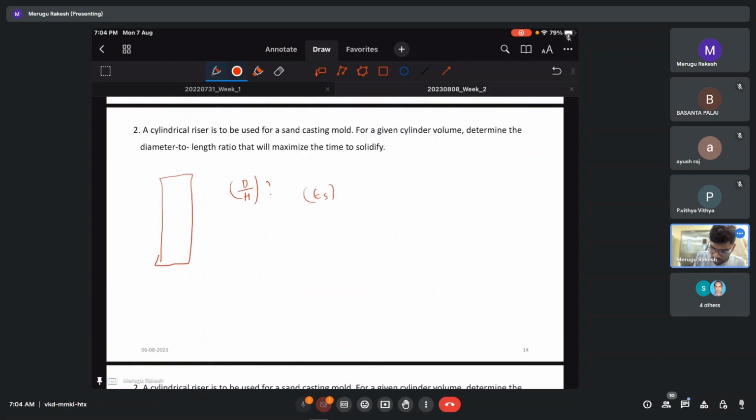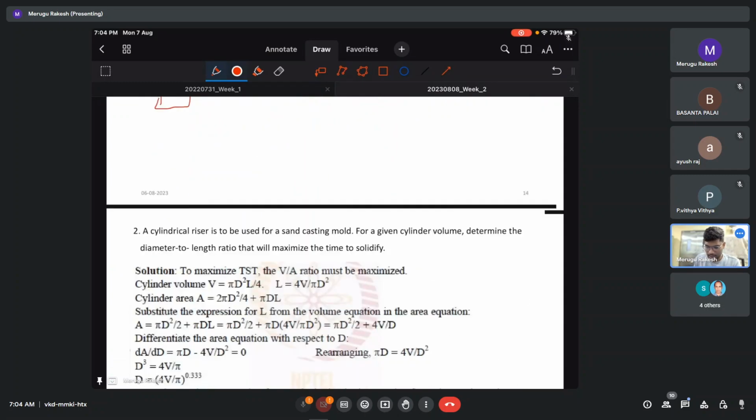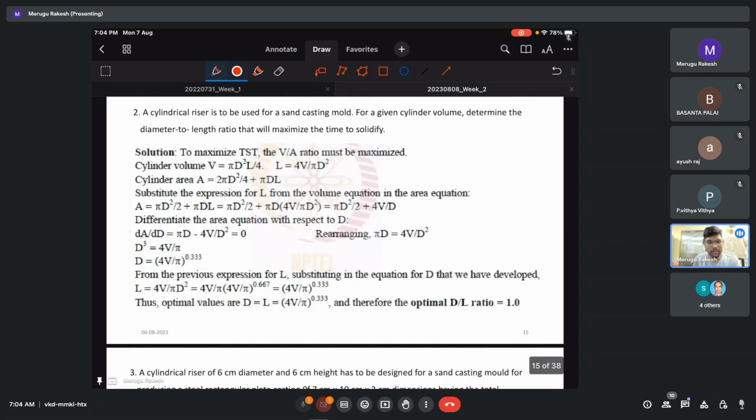To maximize the solidification time, this is nothing but some ratio r; differentiate with respect to r, and the value should be maximized. Okay, that is what they are asking you. Let us solve. To minimize the time, I'm just showing you the derivation. So let us start with the first line itself. To maximize the total solidification time, the V by A ratio should be maximized.